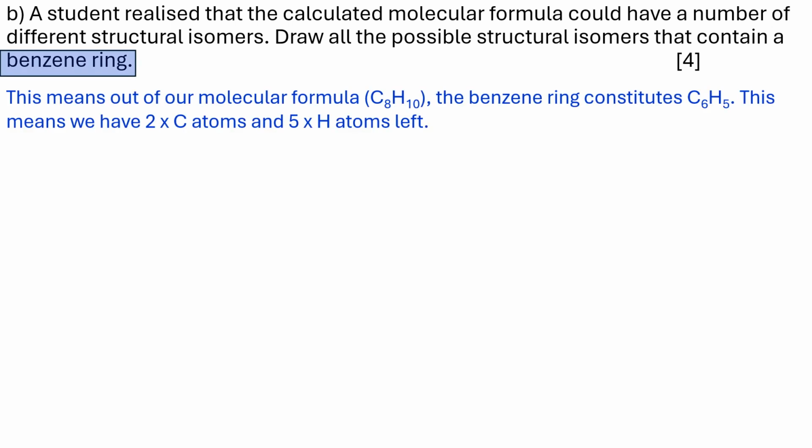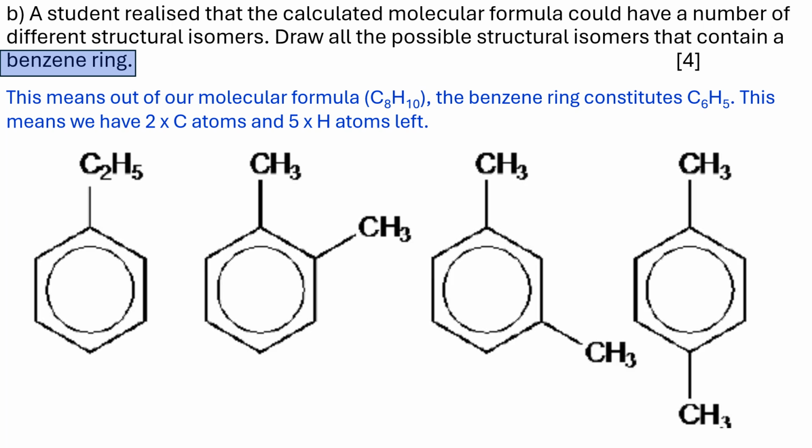So what that means is that out of our molecular formula C8H10, the benzene ring will constitute C6H5. The reason it doesn't constitute C6H6 is because there's more than 6 carbons and more than 6 hydrogens. So therefore, there must be a substitution somewhere in the benzene ring. Whenever you get a substitution in a benzene ring, that drops it down to C6H5 and then something else instead of C6H6. So these are the possible options that we have. So hence there's 4 marks available.